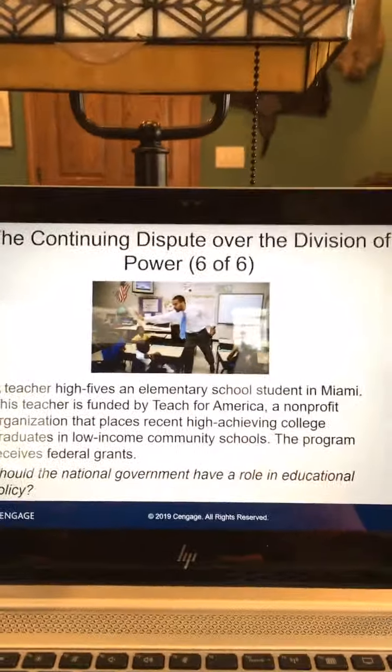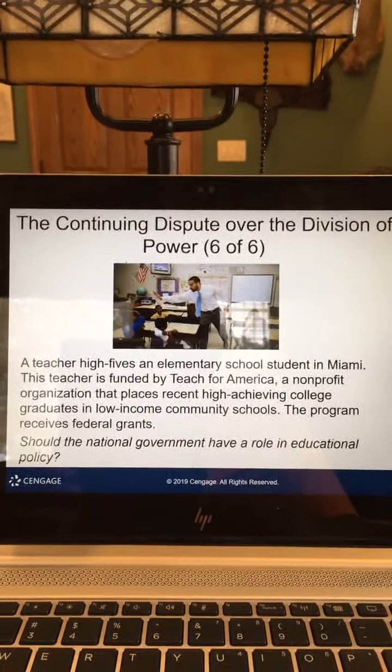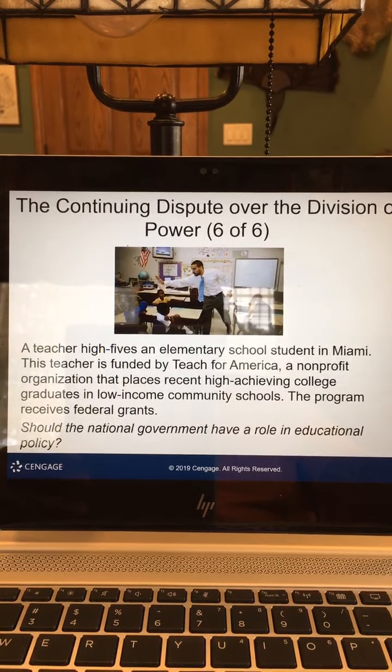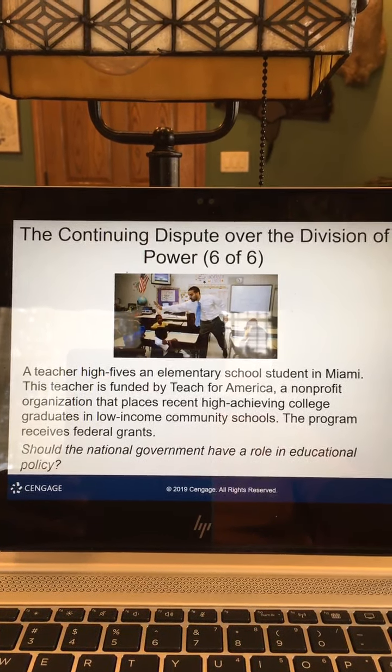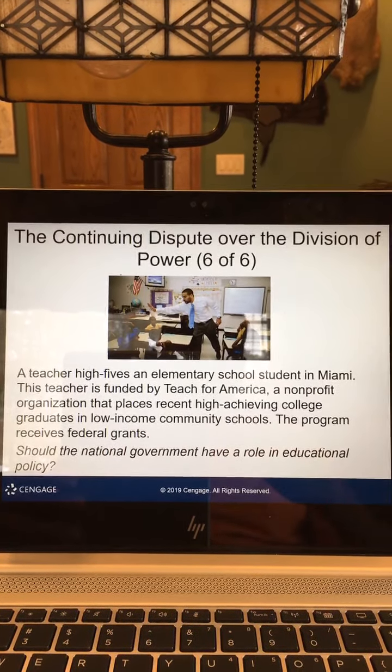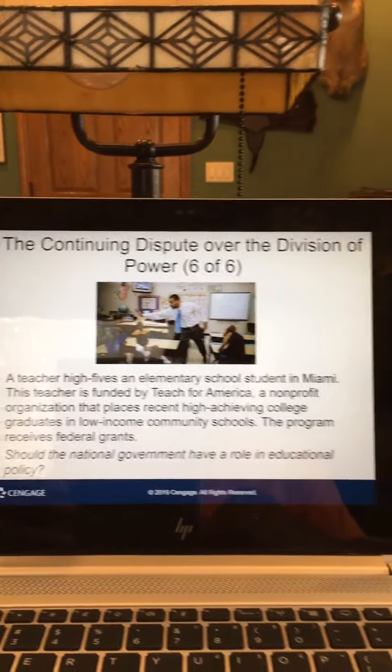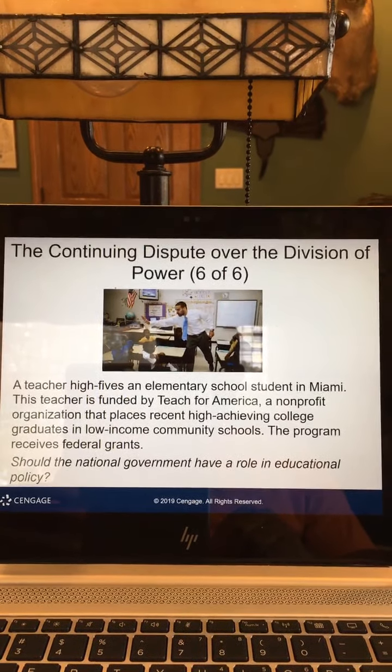We are going through some of the slides. We're about to wrap it up. And it poses the question, should the federal government have a role in educational policy?